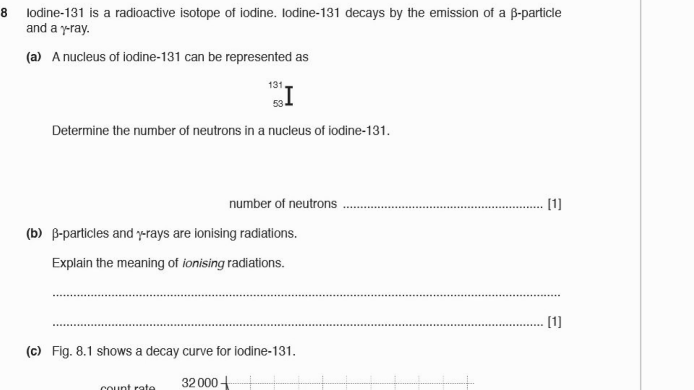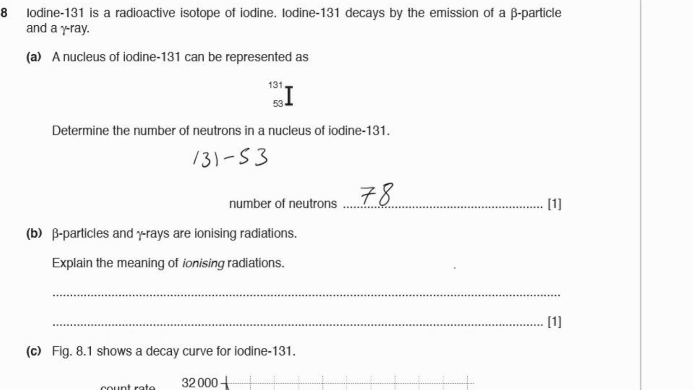8. Iodine-131 is a radioactive isotope of iodine. Iodine-131 decays by the emission of a beta particle and a gamma ray. Okay, nucleus of iodine-131 can be represented as that. Determine the number of neutrons in a nucleus of iodine-131. Okay, well, the neutrons will be given by 131 minus 53. 53 is the number of protons, and 131 is protons plus neutrons. Easy, 78. So 78 neutrons.